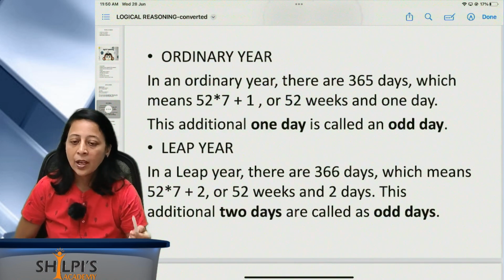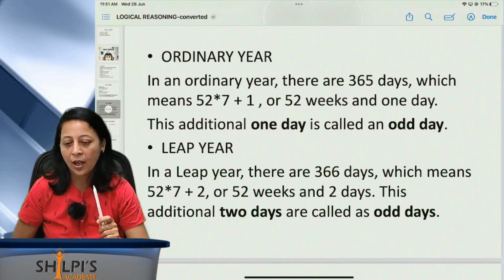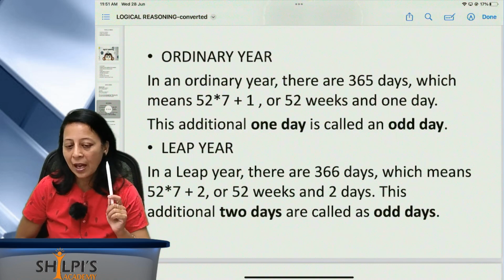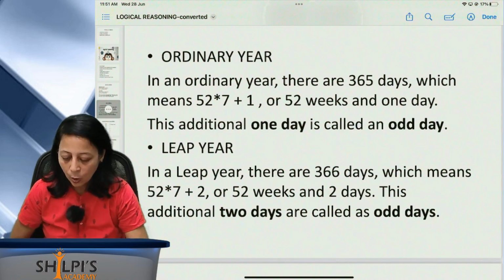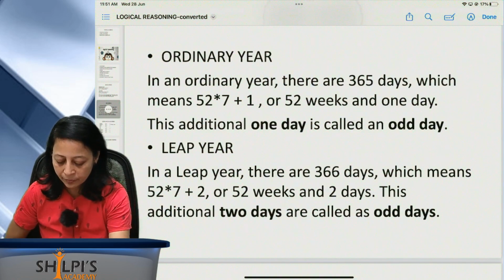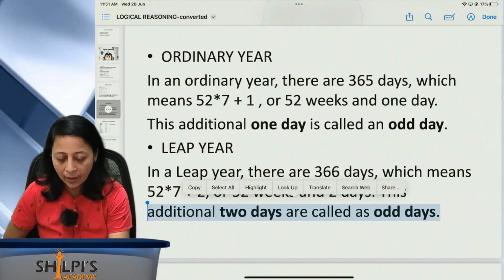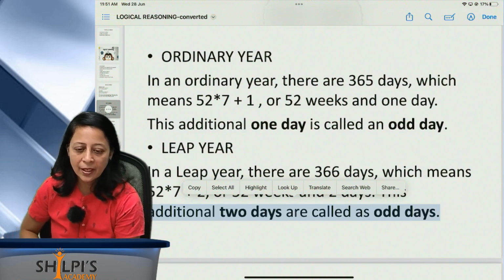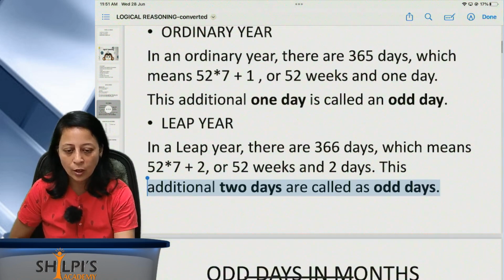So here, in an ordinary year you will have 1 day as your odd day, and in a leap year you will have 2 days as your odd days. Right students? Hope you are all clear with it. So this is very, very important. Once you know this odd day, it becomes very easy, the odd day as well as your normal days.